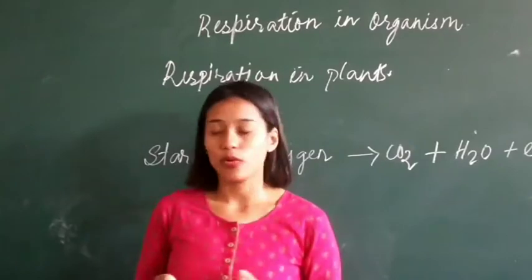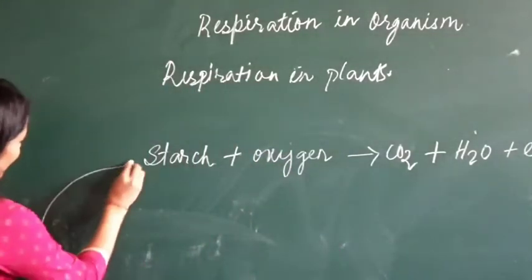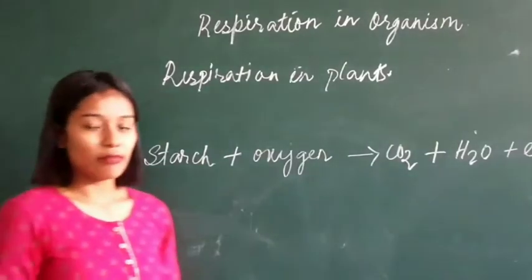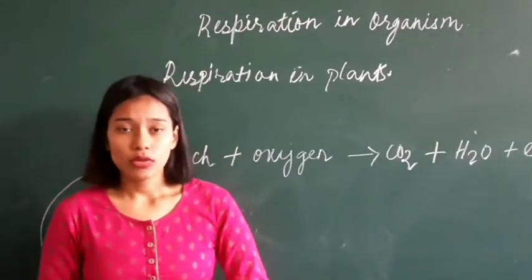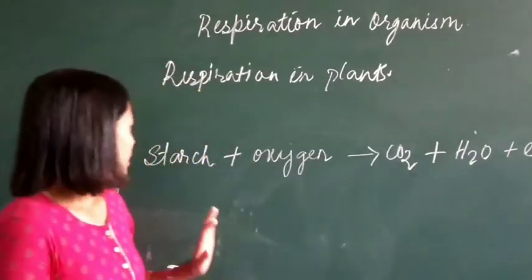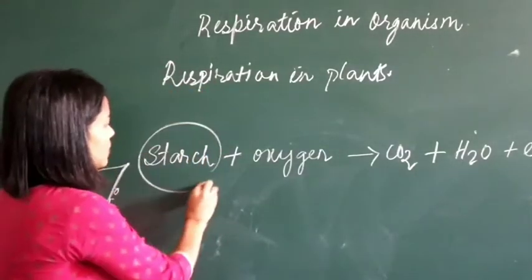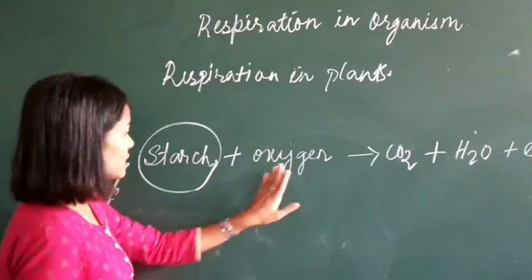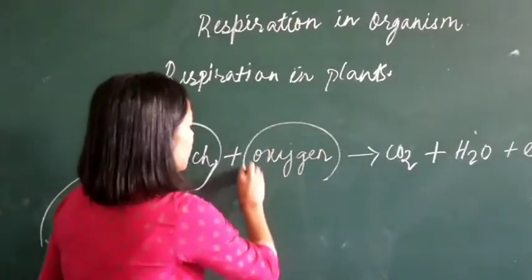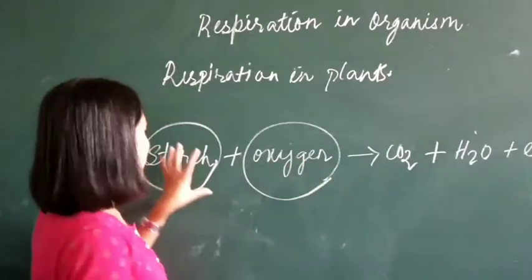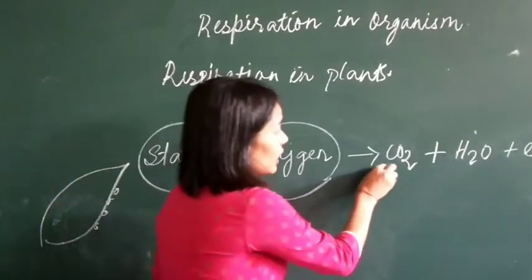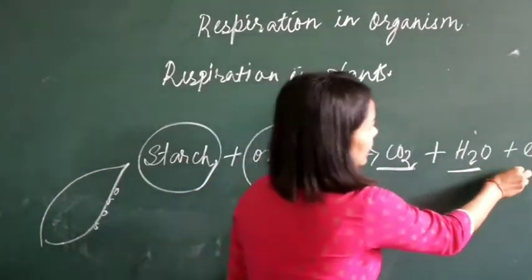We all know that respiration in plants takes place from stomata, the small pores present on the back side of the leaf. Before also you have heard about stomata. The starch prepared by photosynthesis reacts with oxygen, and oxidation takes place. When a substance reacts with oxygen, oxidation takes place, and they release carbon dioxide, water, and energy.